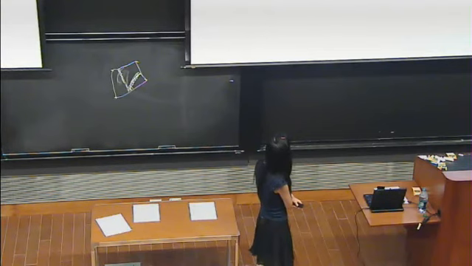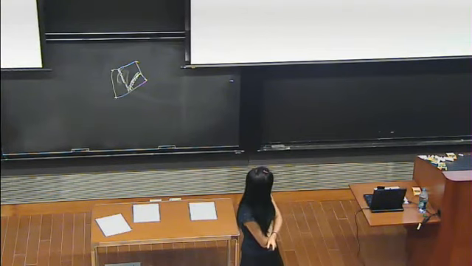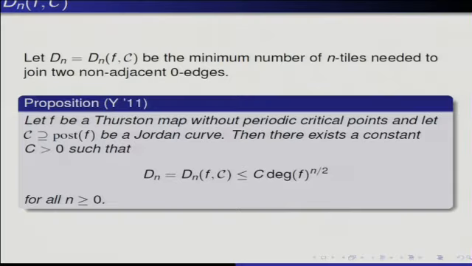So the following inequality is always true for any Thurston map without periodic critical points. Can you expand? No, it doesn't need to be expanding. Which means the growth of d_n is controlled by the degree of f.